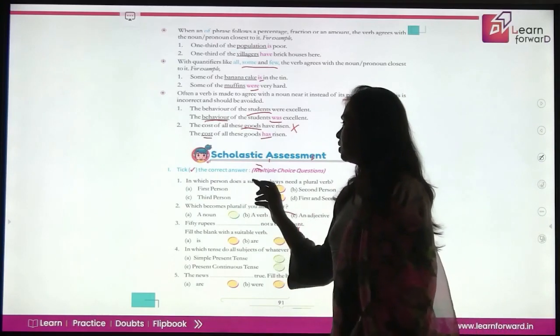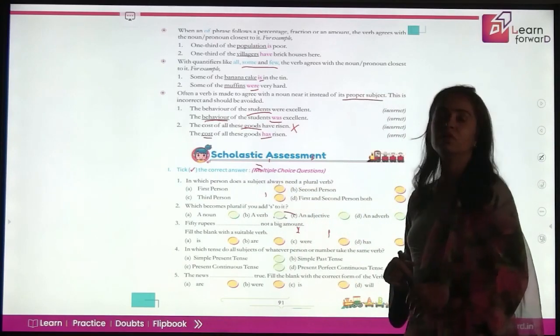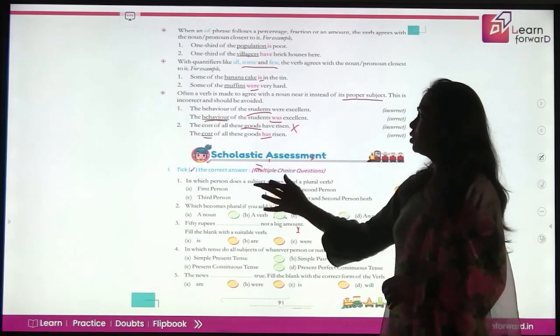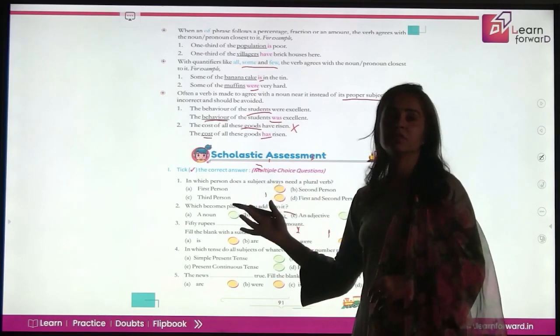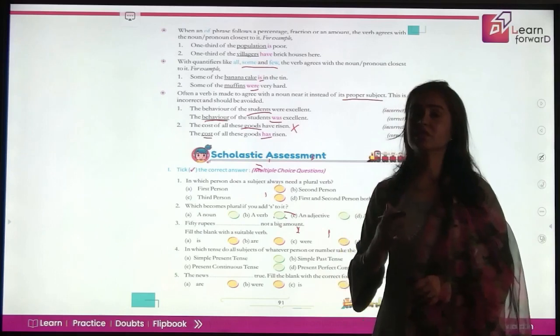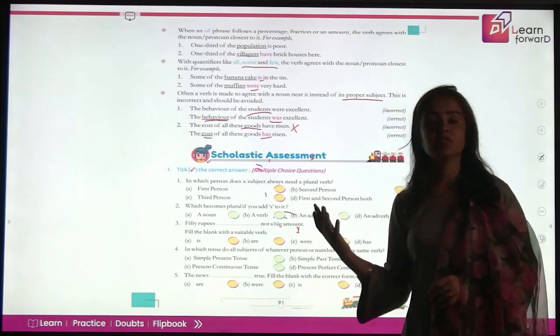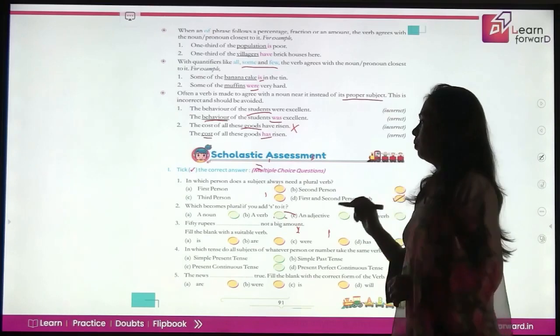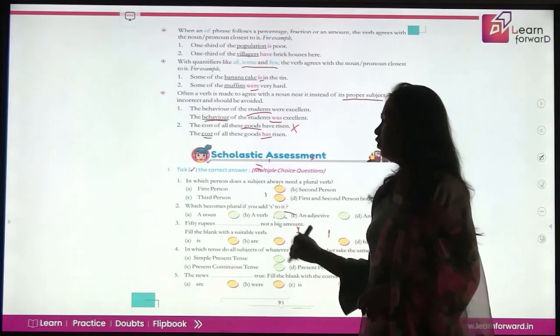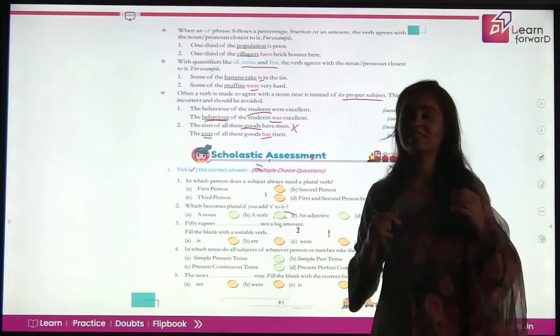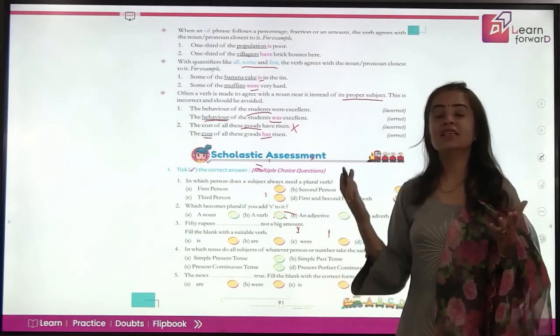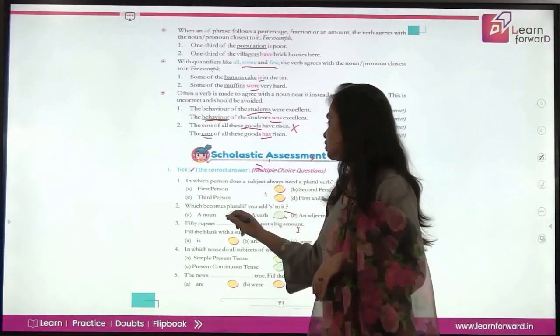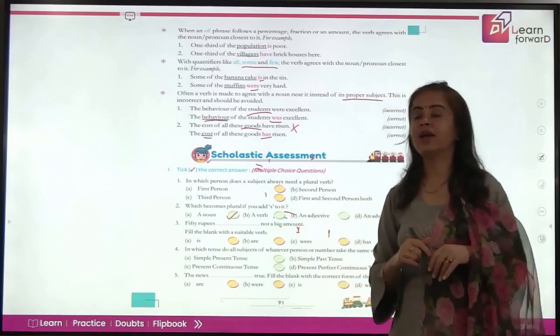In which person does a subject always need a plural verb? So with first person, second person or third person? Yes, with first person, I, we, with second person, you, with both, we use plural verb. Which becomes plural if you add s to it? We have just learned by adding s, nouns become plural. So a noun becomes plural if you add s to it.